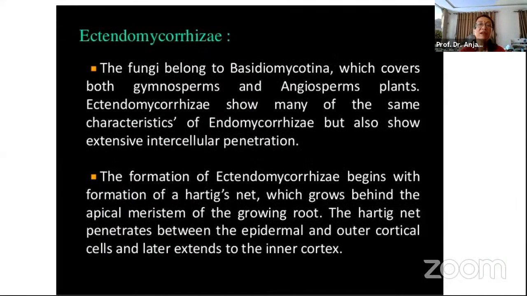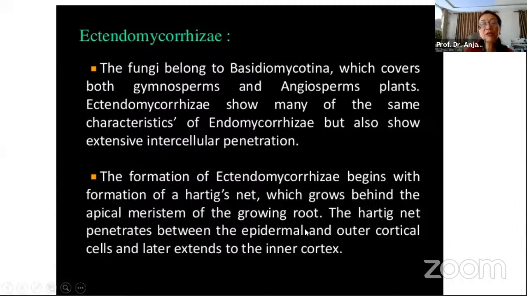And another word is there. One is ectomycorrhiza, one is endo. Ecto means outside, endo means inside, and ectendomycorrhiza is a combination. The fungus belongs to Basidiomycotina, which covers both gymnosperms and angiosperms. These mycorrhizae show many of the same characteristics of endomycorrhizae, but also show extensive intracellular penetration.